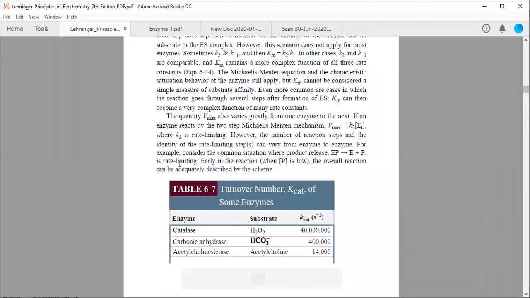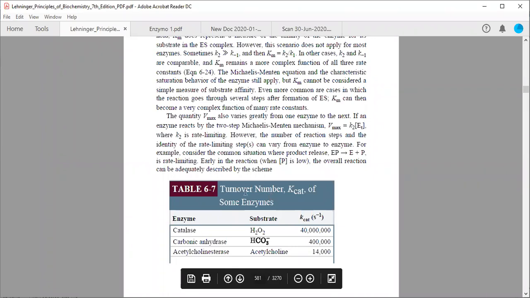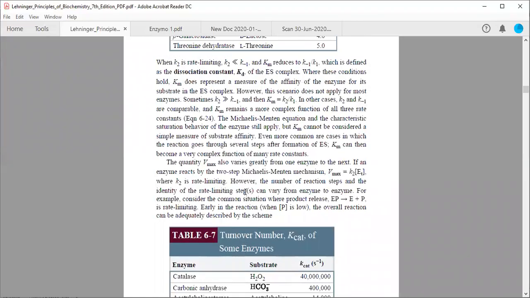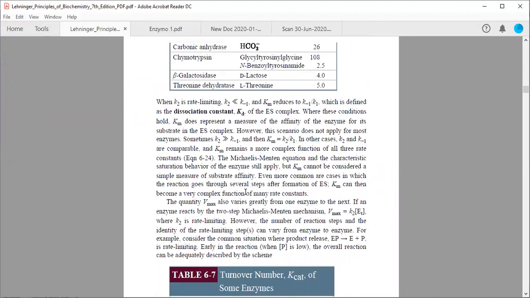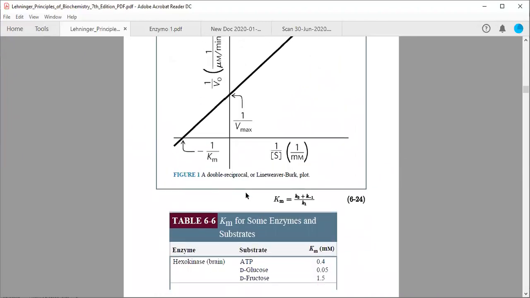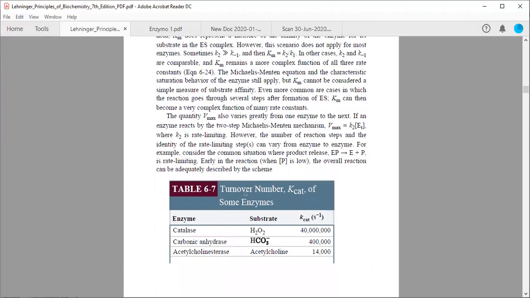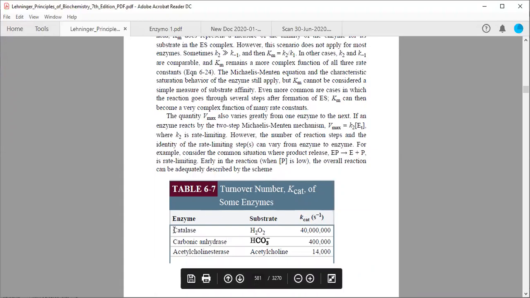Here it is given actually. This is the turnover number or the kcat value. So the turnover number is how many substrate molecules the enzyme is able to convert into product in some specific time. So if the question is like this, which enzyme is having the maximum turnover number? It is catalase.